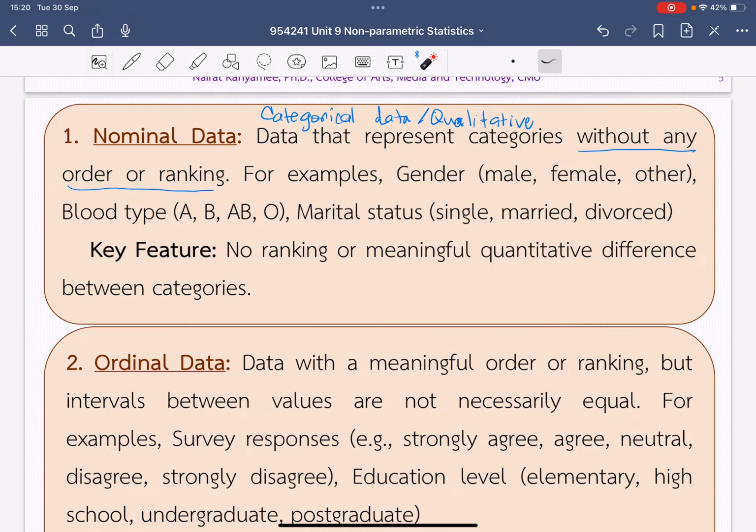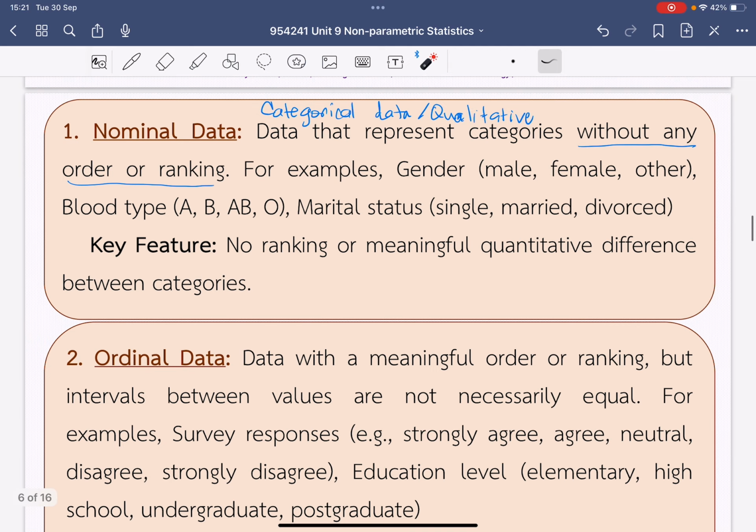See, you cannot rank this. Or blood type A, B, or O, you cannot rank them in order. So these are nominal data. Or marital status, like single, married, divorced, something like that, you cannot rank them. So the key feature is here: no ranking or meaningful quantitative difference between categories. We call this nominal data.